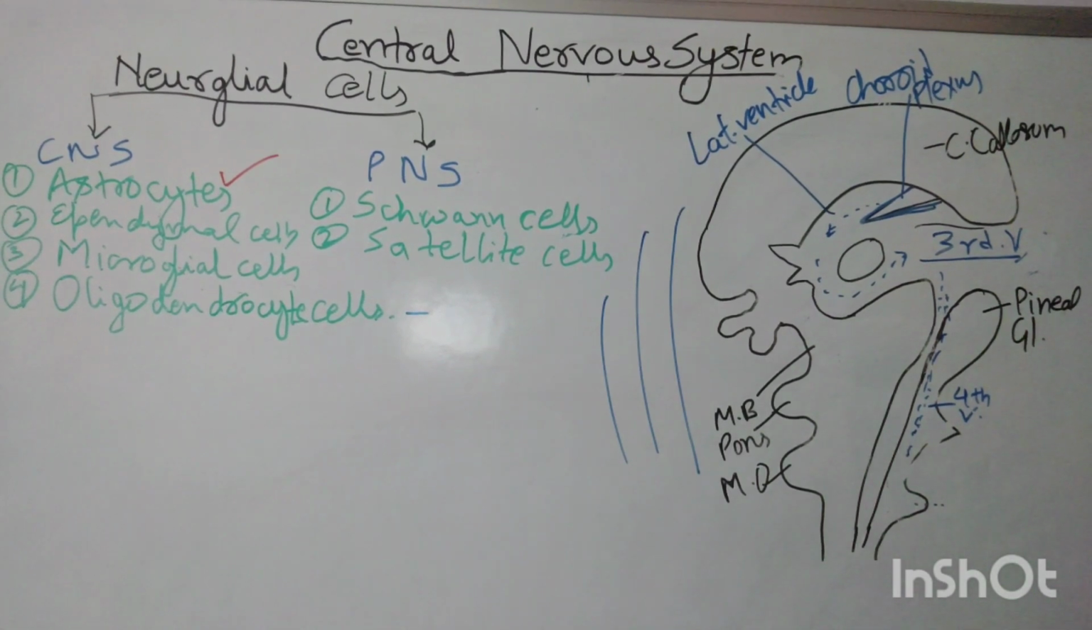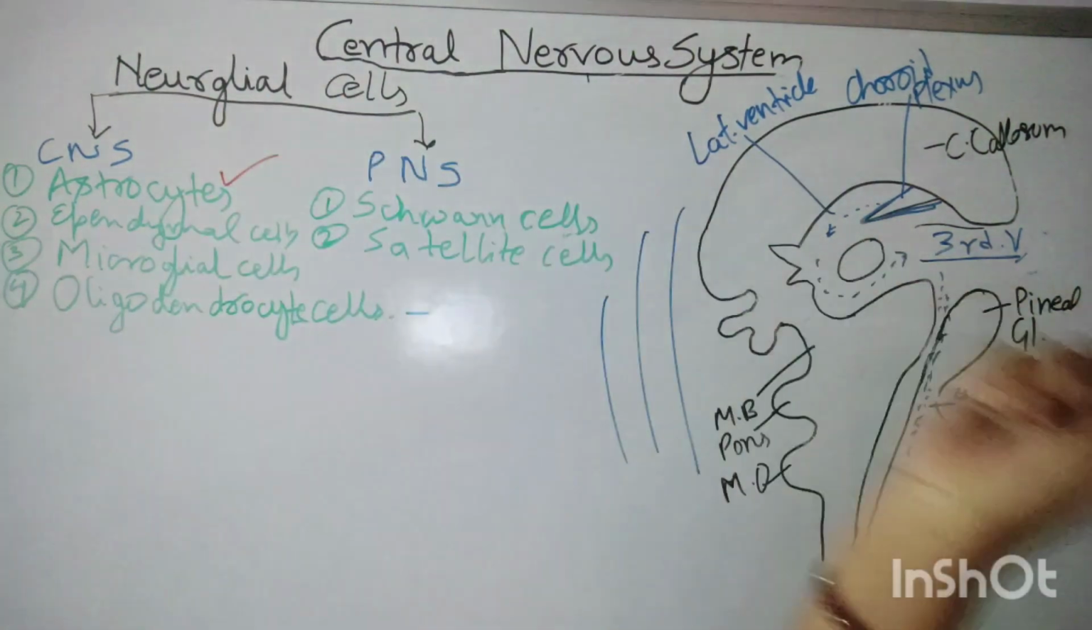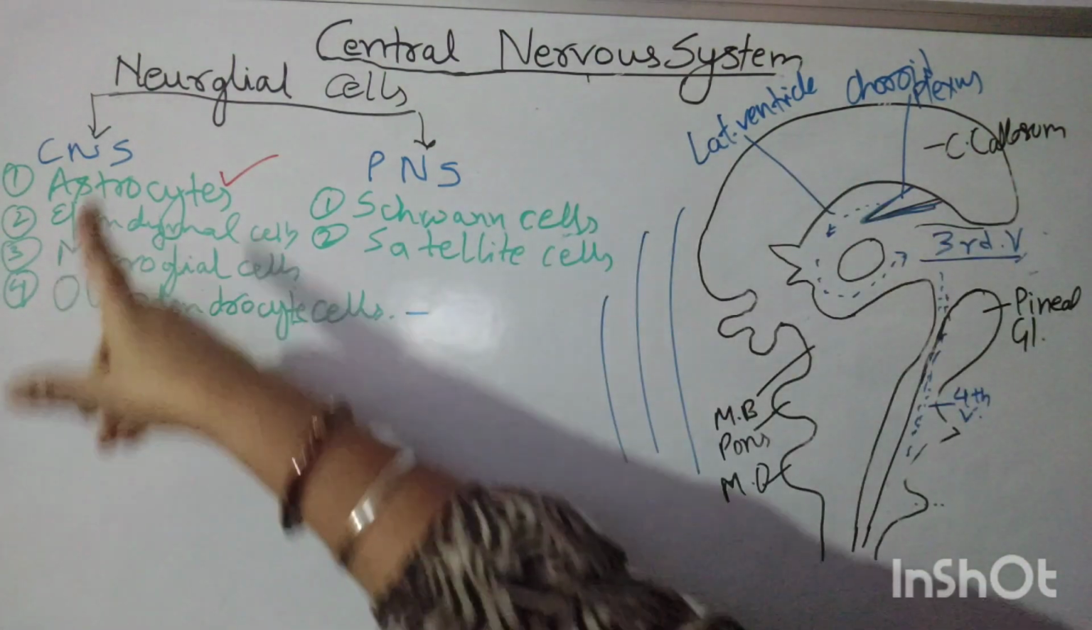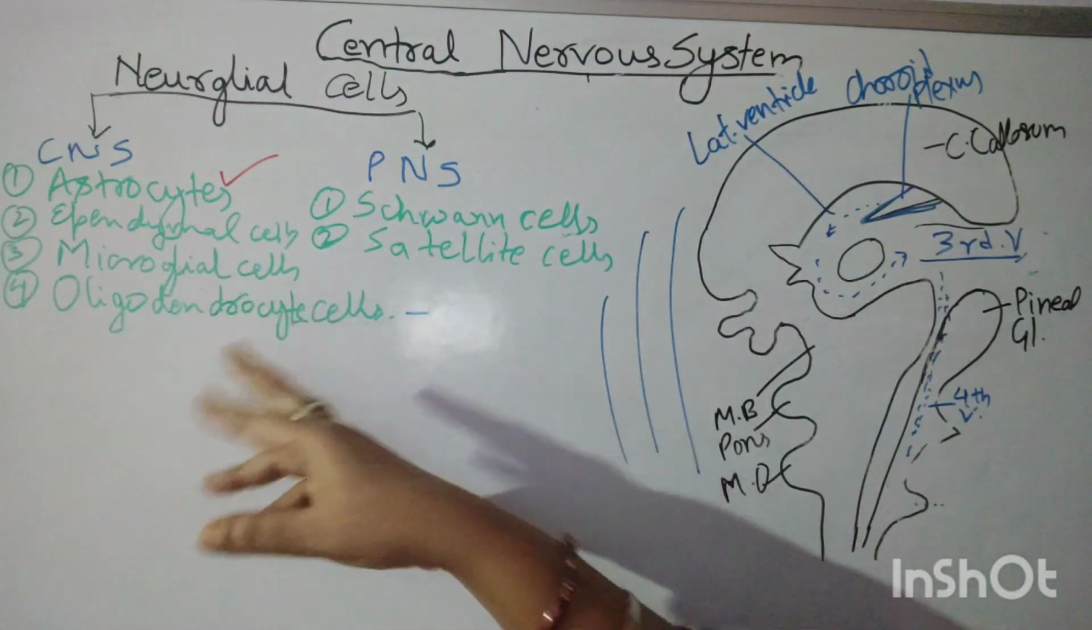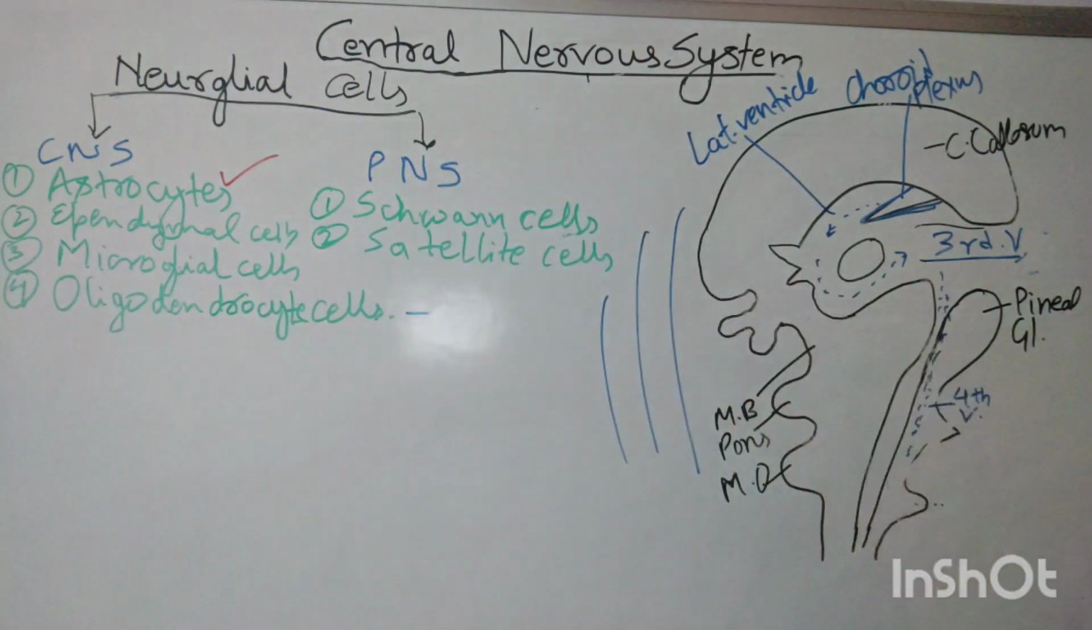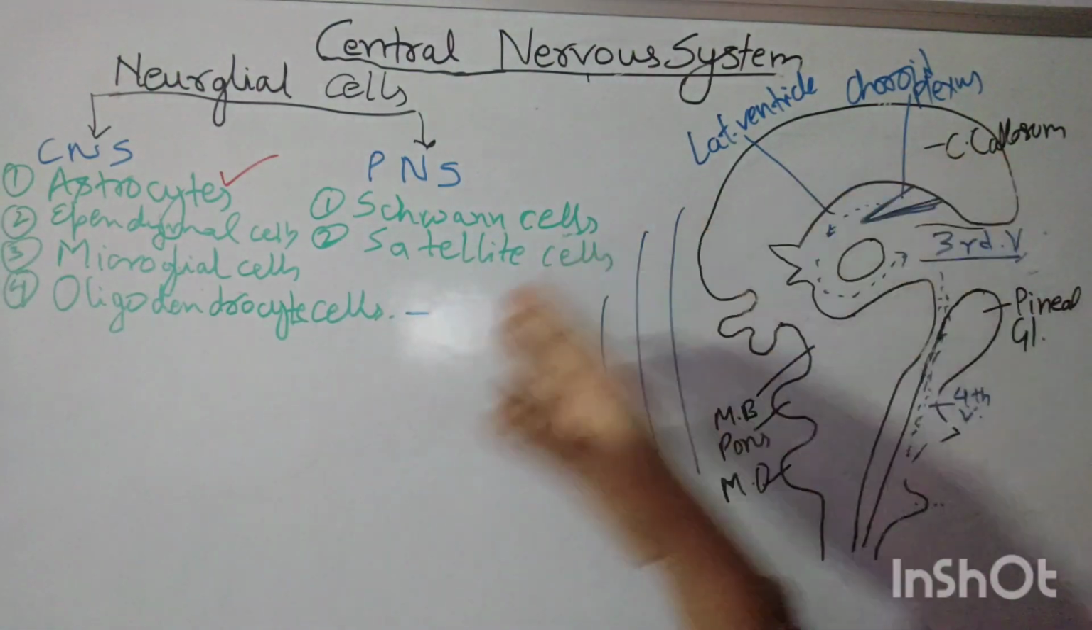Hello students, we are studying the nervous system, the central nervous system. Till now we have seen there are two types of cells from which the nervous system is formed, that is neuroglial cells and neurons. Neurons are present in both the central nervous system and the peripheral nervous system. They are the same, but neuroglial cells are different in the central nervous system and different in the peripheral nervous system. In the central nervous system we have seen astrocytes, ependymal cells, microglial cells, oligodendrocytes, and in the peripheral nervous system we have seen Schwann cells and satellite cells.